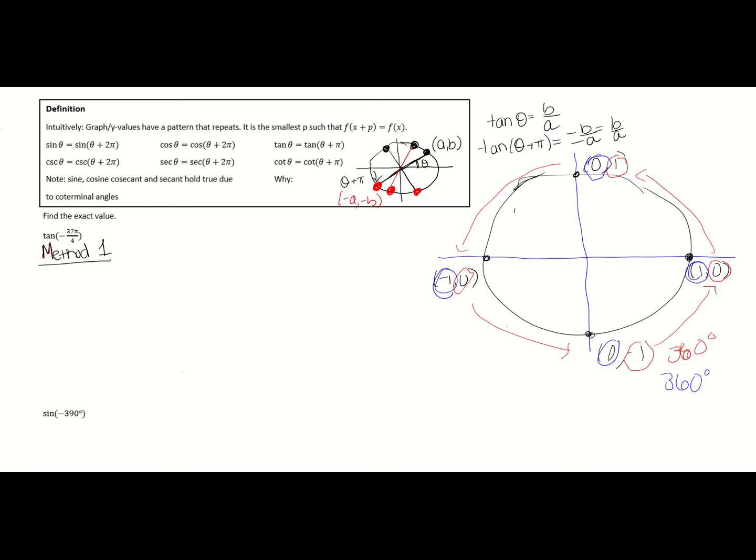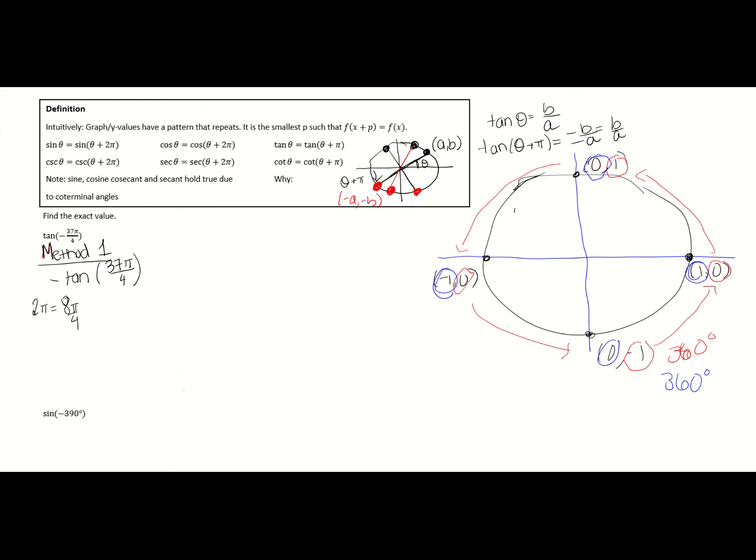So method one would be first to use the even and odd properties. Tangent is odd, so I could put the negative in the front, quote unquote. That's not really what's happening, but they're the same ratios, whether the negative is inside with the angle or on the outside. Now 37 pi over 4 is really large. It's much bigger than 2 pi. So 2 pi with a denominator of 4 is 8 pi over 4. So I can start subtracting some revolutions.